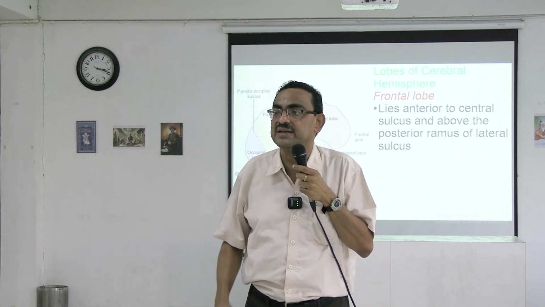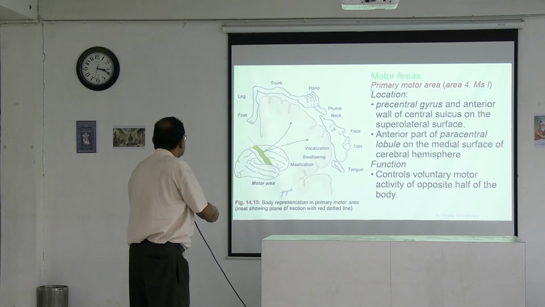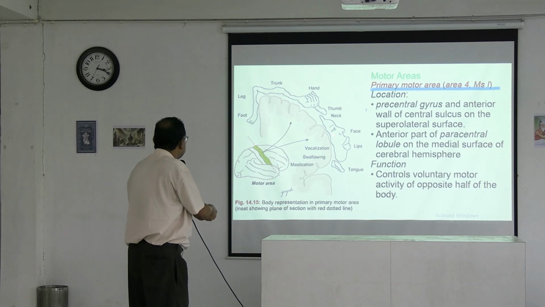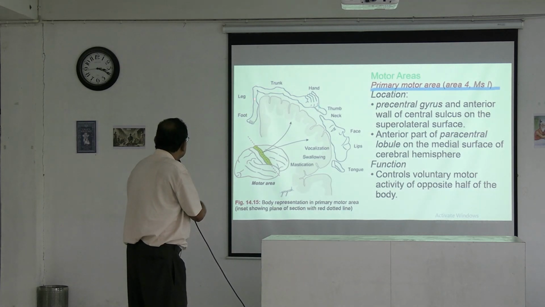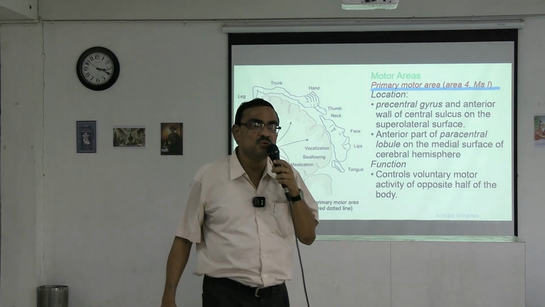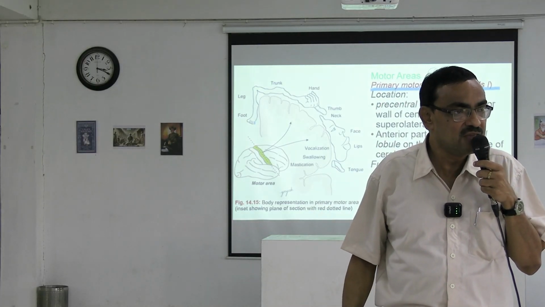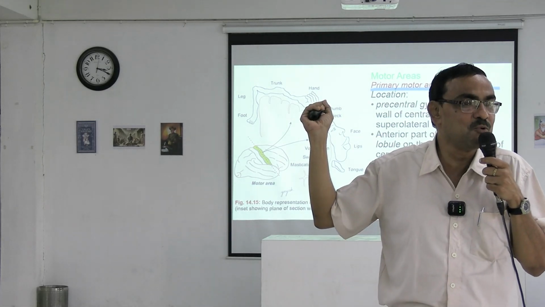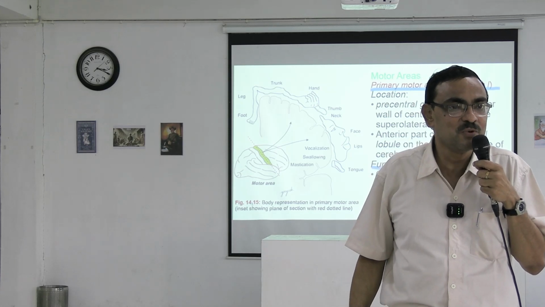That means the body is situated like this. This is called the motor homunculus. This is the superolateral surface. Face is represented here. Then hand and trunk. Then the lower limb is represented on the medial surface. You will be taught in the same way in your physiology class also. You have seen this peculiar thing in your physiology book also. You might have some question, what is it?